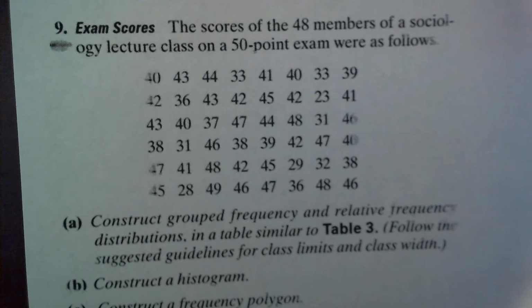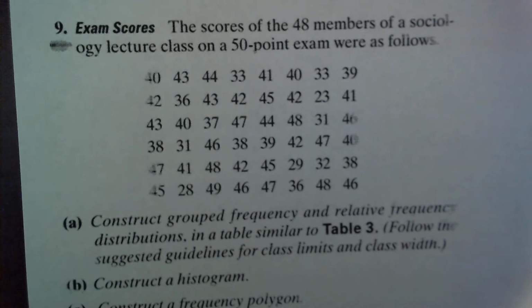And generally use from 5 to 12 classes. If you have too few or too many classes, they'll obscure the tendencies in the data. And again, that's what we want to do in a graphical representation.